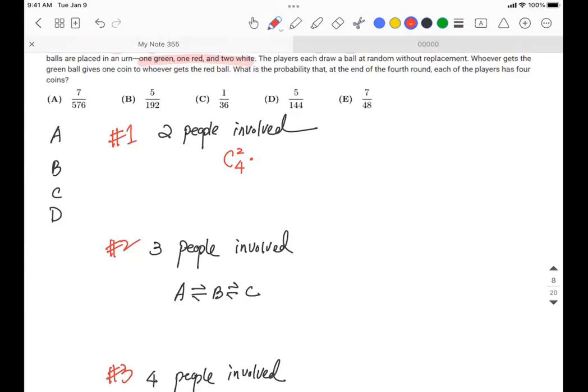In total, you have 4 rounds. 2 rounds go to one person, and then automatically the other 2 rounds go to the other person. So, C(4,2). You don't really care about the order, because as long as you win one, the other automatically loses one. As long as it's just 4 games, you win 2, he loses 2, that's it. That one is easy. 36.